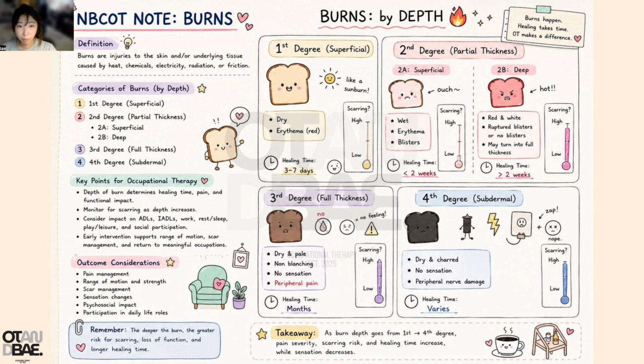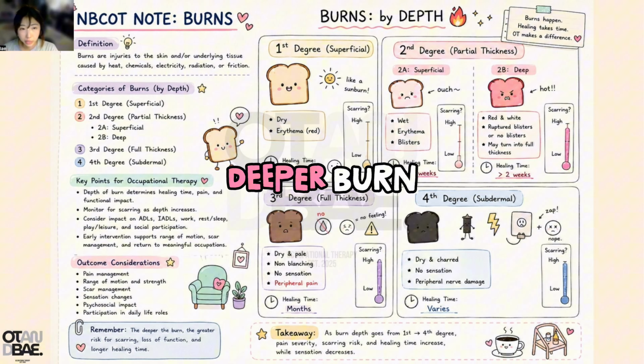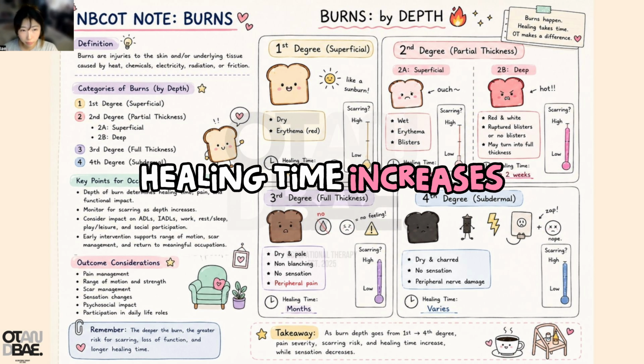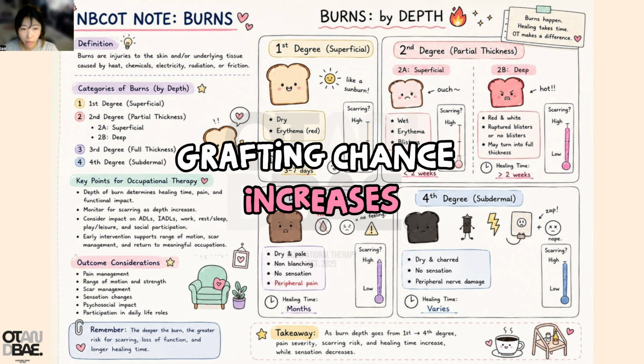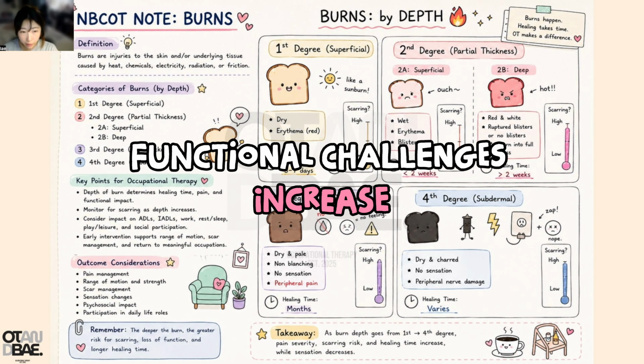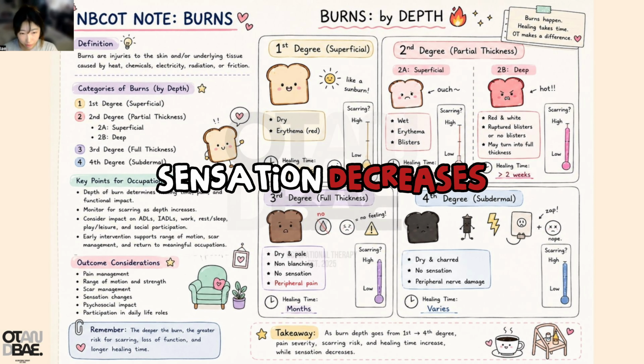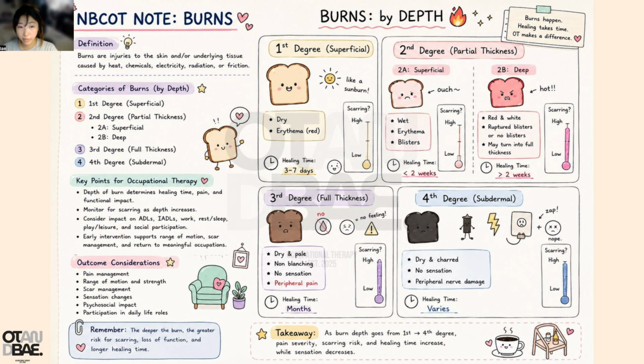So now let's stop memorizing individual burns, but instead look for the trend. This one pattern predicts almost everything. The burn gets deeper, healing takes longer, scarring increases, the likelihood of grafting increases, functional challenges become greater, and sensation decreases because more nerve endings are damaged. So you might be wondering, okay, but why does any of this matter for occupational therapy? Great question.